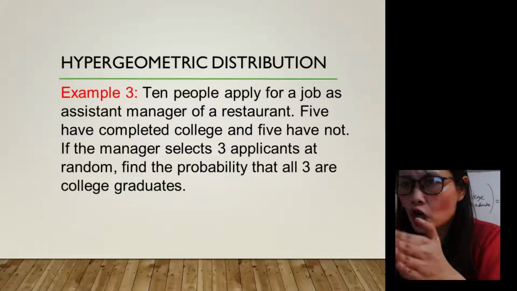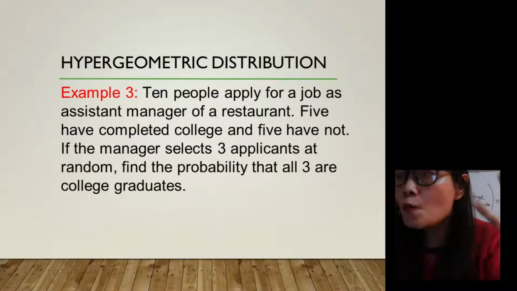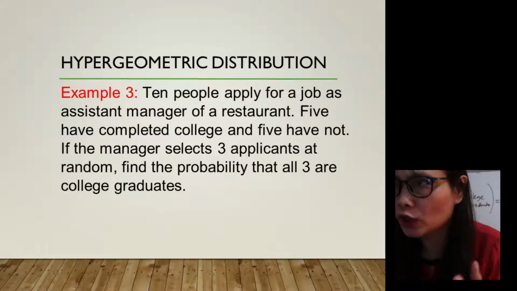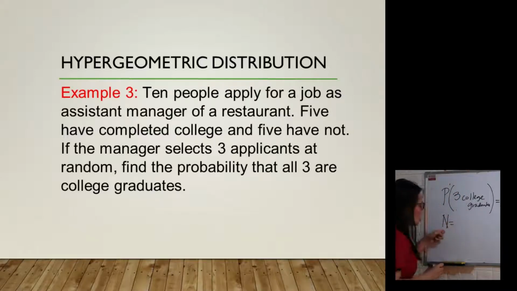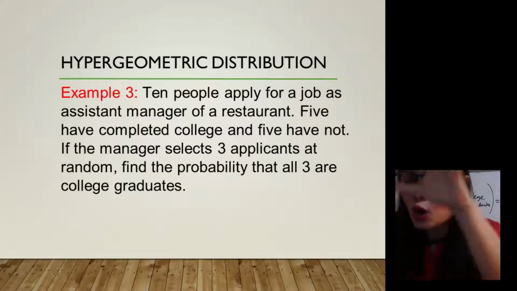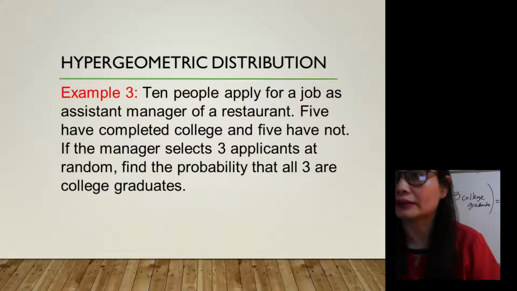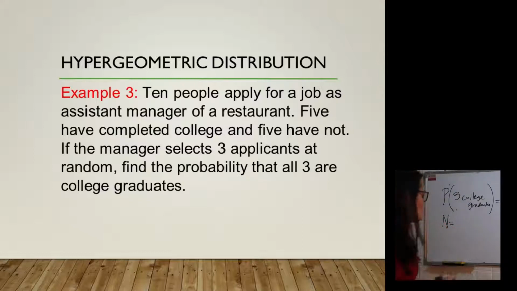So in this particular example number 3, how many people? We're talking about the population. So capital N, we're referring to the number of people, the totality. In this problem, there are 10 people. Okay? So we have 10 people.